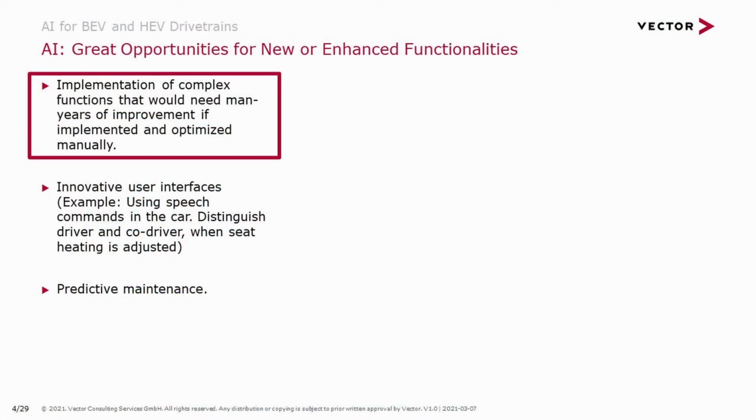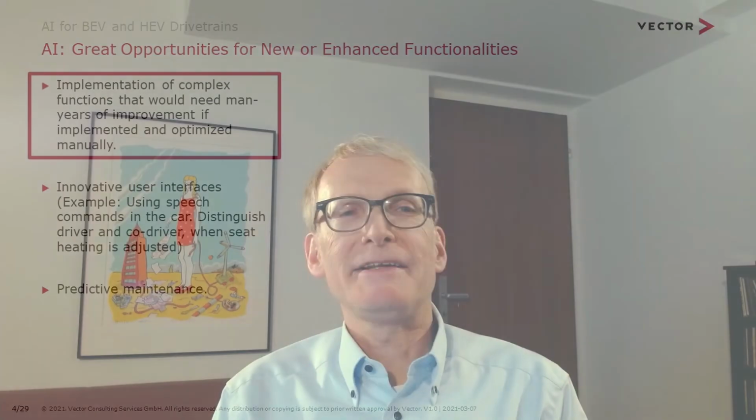AI offers great opportunities for new or enhanced functionalities. So how can we use AI in automotive? First of all, we can use it to implement complex functions that would need many years of improvement if implemented and optimized manually. Secondly, it can be used for innovative user interfaces like speech recognition, and this is where I was working some time ago.